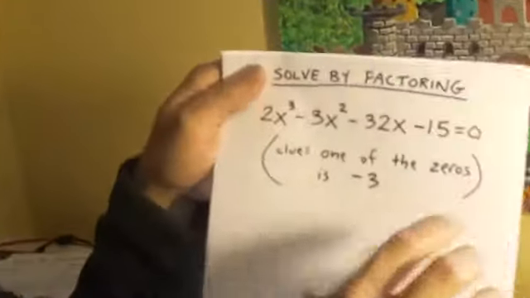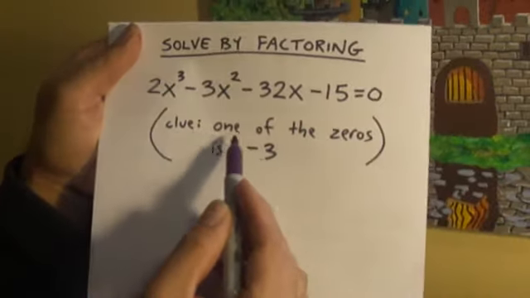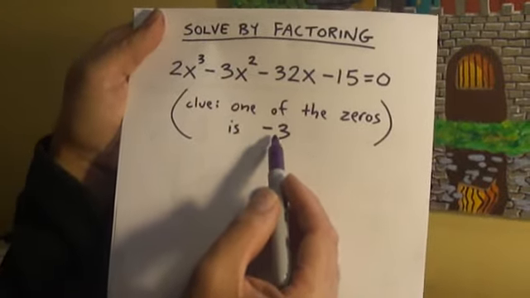And let's start right here. This time we're given a different clue. We're told that one of the zeros is negative 3.